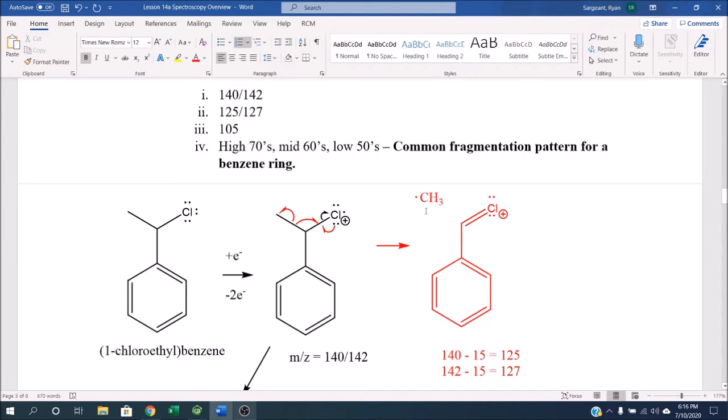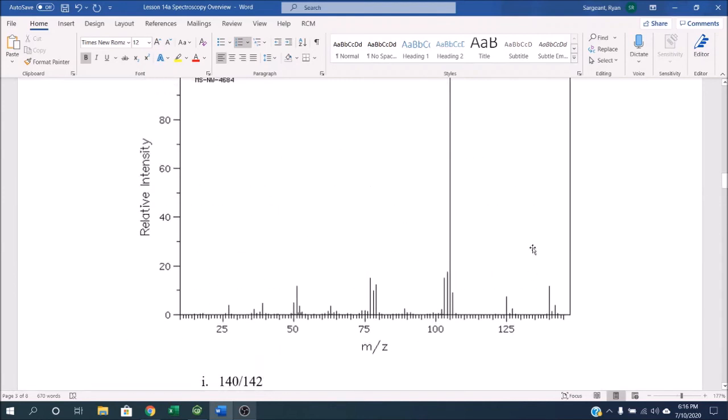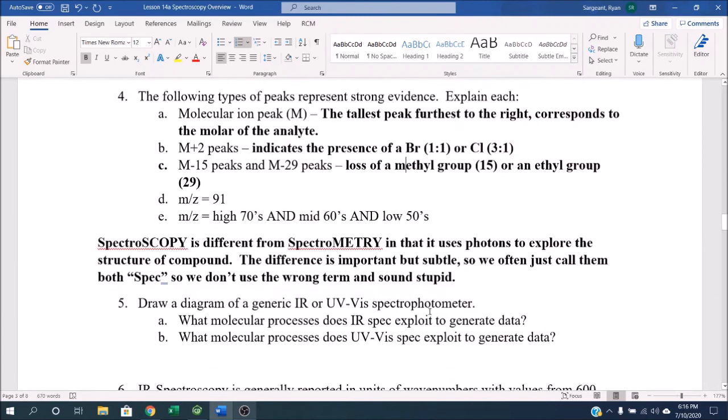You'll see ethyl groups do the same type of thing, where you'll see your compound and then 29 units below that will be the next peak. So those M-15 and M-29 peaks are useful when you identify them.